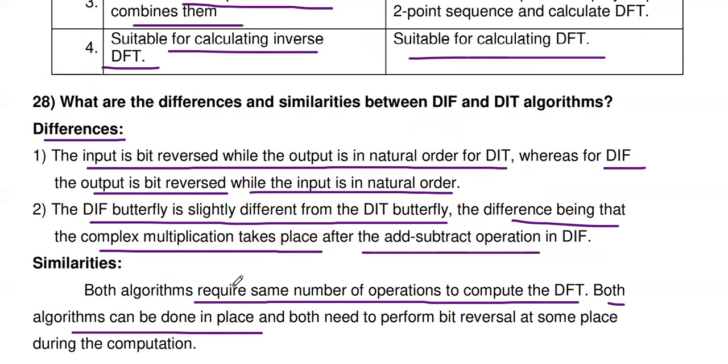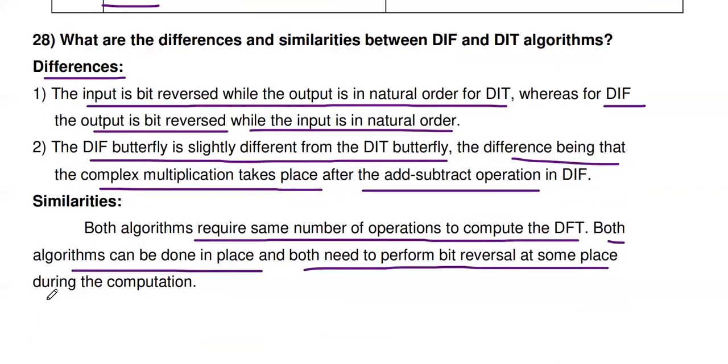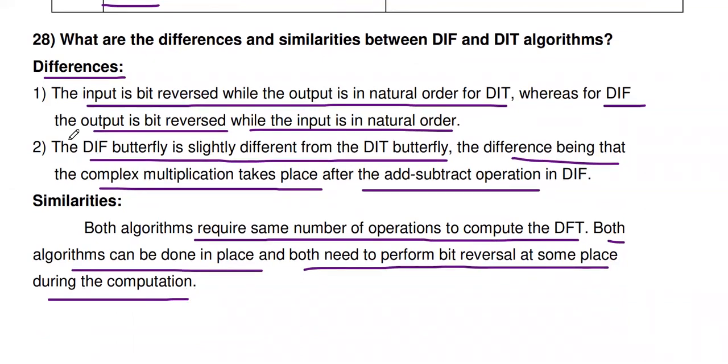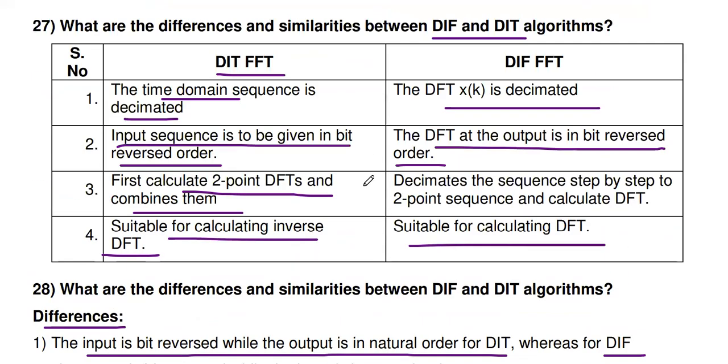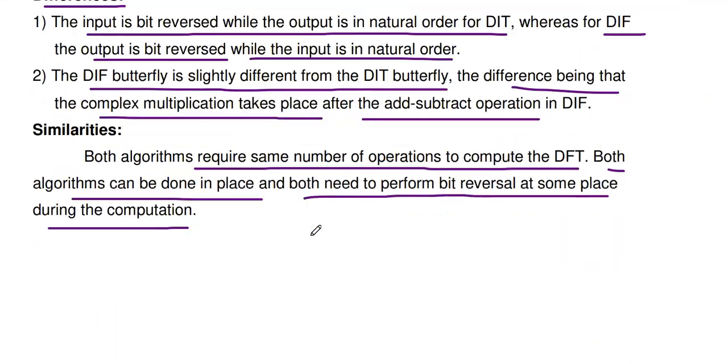The in place algorithm we discussed in a previous question, and both need to perform bit reversal at some place during computation. In the DIT algorithm, the bit reversal happens on the input side. In the DIF algorithm, bit reversal happens on the output side. So this is the difference and similarity between DIT and DIF. Either you may write this one or this one.